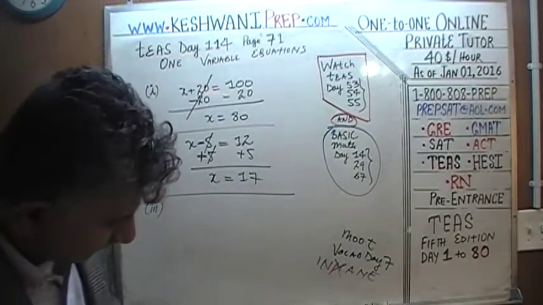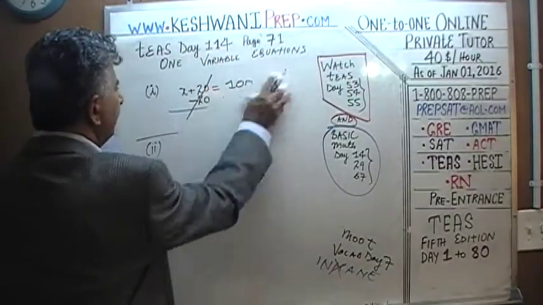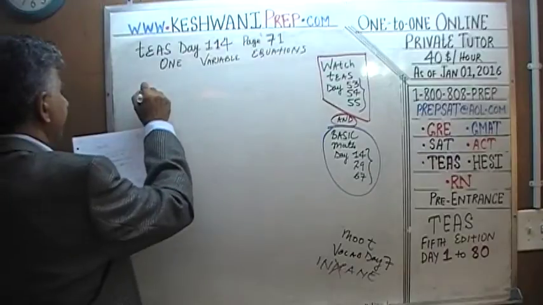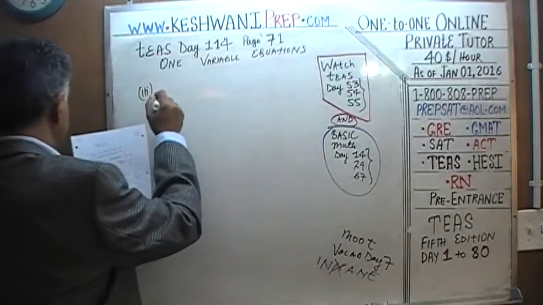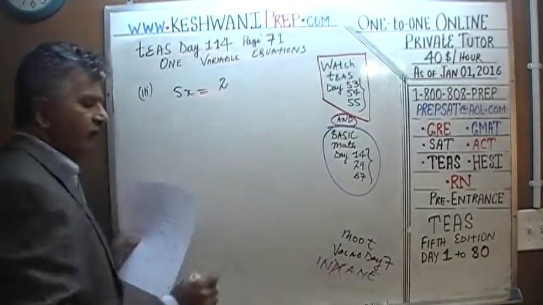Number 3, let's do number 3 on the top. Now we're getting a little bit nitty gritty, maybe not. Number 3 says 5x equals 2. 5x equals 2.